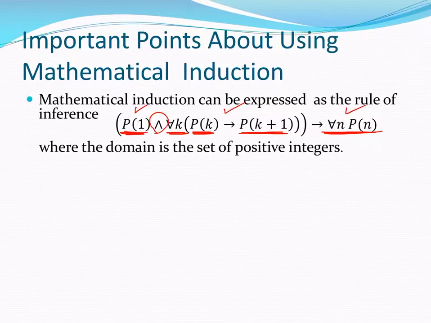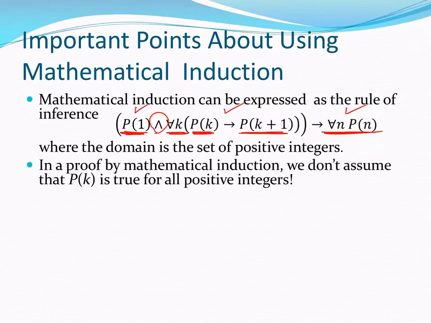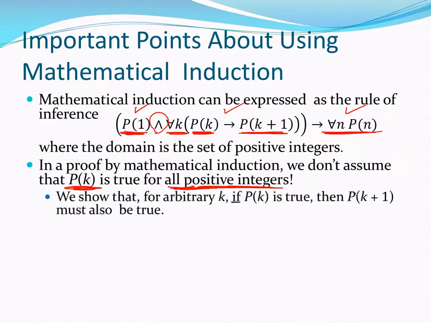All right, again, there's the domain. We can shift this around. We'll talk about that later. Importantly, we don't assume that P(k) is true for all positive integers n. That would be assuming the consequence. We assume P(k), then we show that it implies P(k+1), and that implication is true for all positive integers. For arbitrary k, if P(k) is true, then P(k+1) is true.